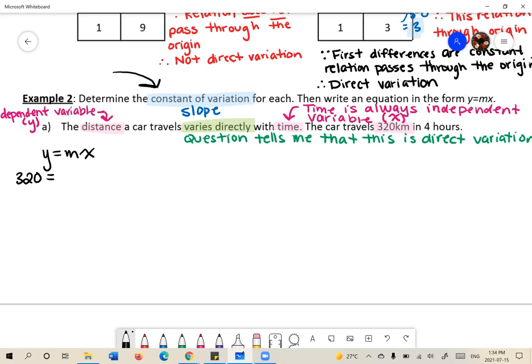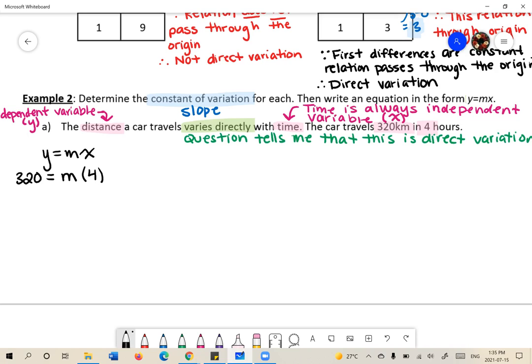Remember the question says determine your slope, the constant of variation. So m will stay a variable, and we're given the time value, which is 4. So where I see x, which is my independent variable, I'm going to plug in my time value, which is 4.